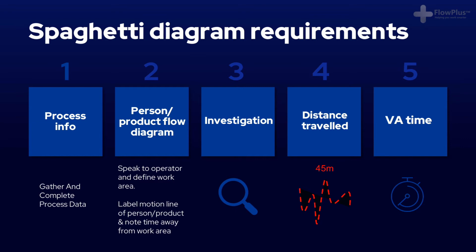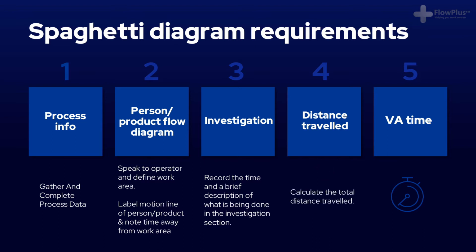Commencing the person or product flow diagram, every time the operator leaves the work area, use the split function on the stopwatch to record how long they are away for, writing the time and brief description of what they were doing in the investigation section and labelling the motion line. Next, you can either measure the distance travelled manually by estimating it from the flow diagram or using step counters.